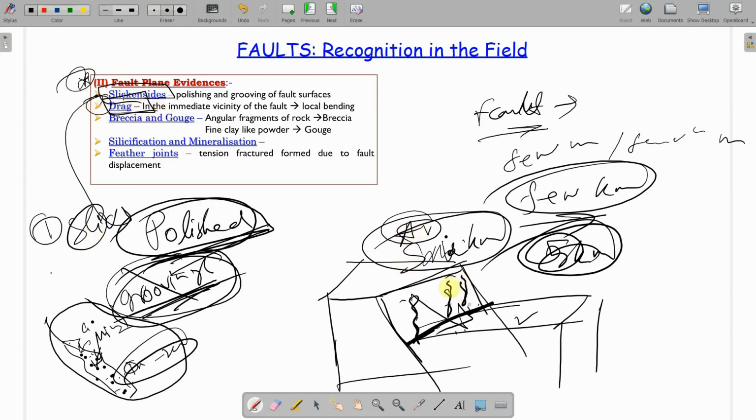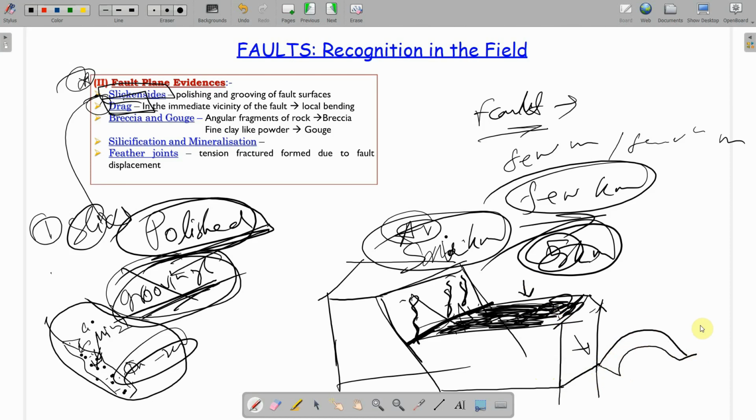So what's happening here? This block is coming down in this direction. At the place where it is coming, you have to keep a space for this block, otherwise how will it come? So when this block is coming down, it's making a space in the immediate vicinity, and by doing so a fold is being generated nearby.